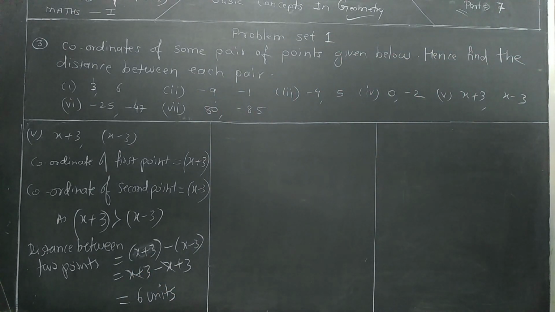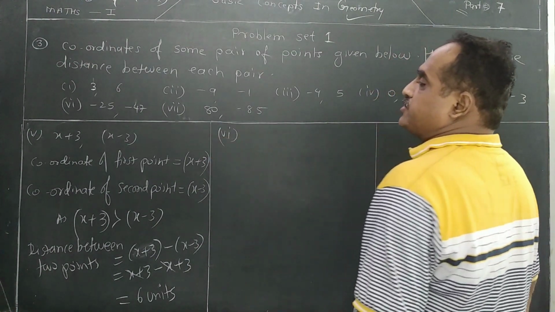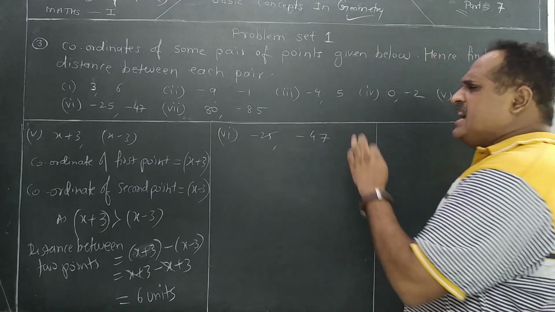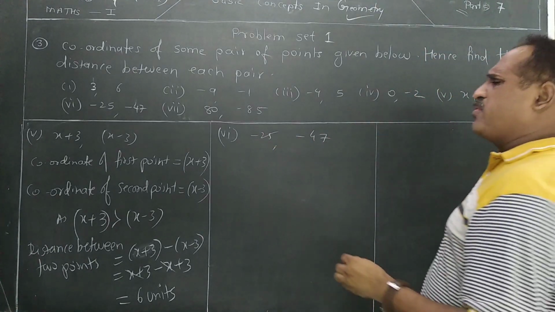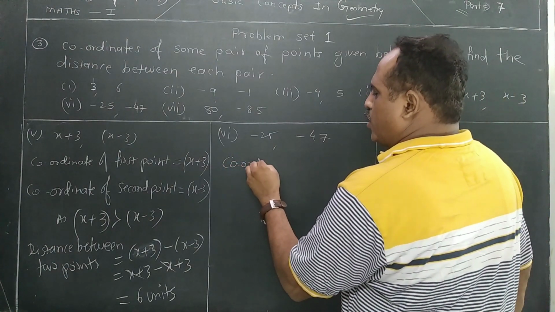Have you understood this? Now, sixth point. Sixth question: minus 25, minus 47. This question you can do easily. कोई problem नहीं है. But as a formality मैं complete कर रहा हूँ.